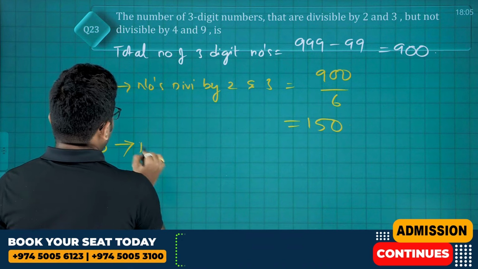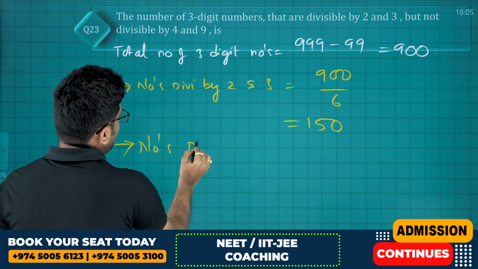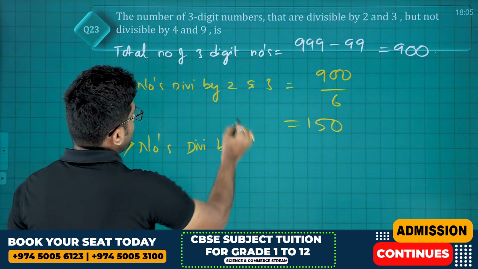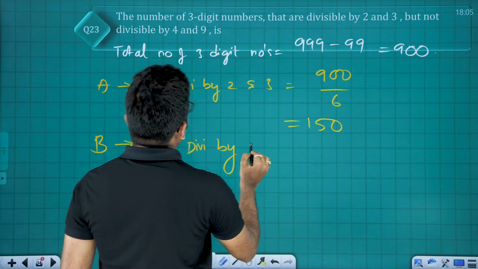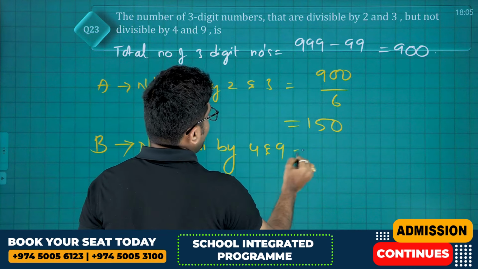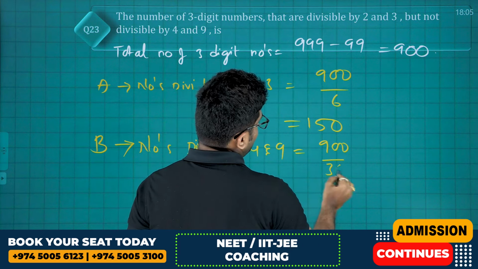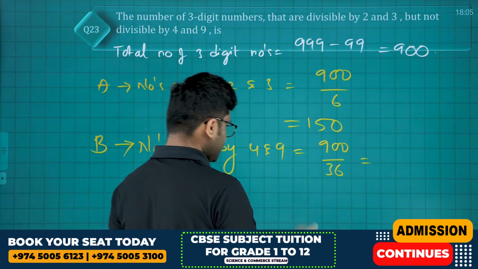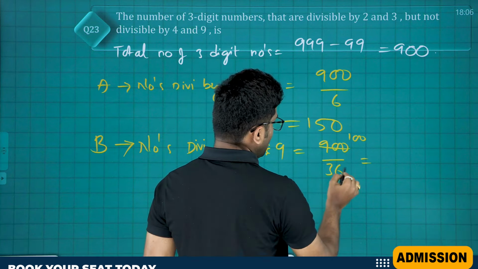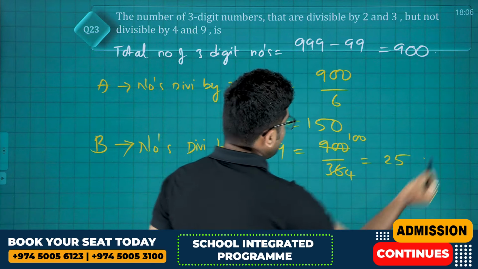Next, let B be an event: how many numbers are divisible by 4 and 9? Divisible by 4 and 9 means divisible by 36. 900 by 36, which is equal to 25.